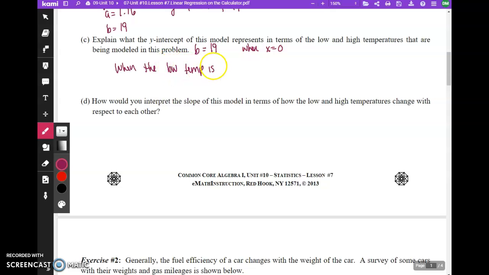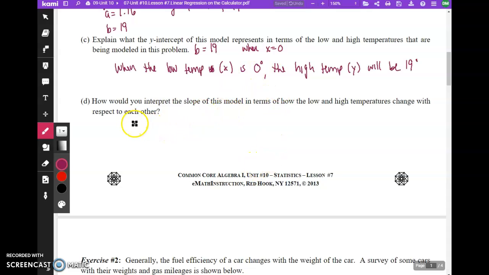So this is saying when the low temperature, I'm sorry, which is x, is 0 degrees, the high temperature will be the y-intercept, which is the y, will be 19 degrees. So when the low is 0, the high is 19. That's what the y-intercept is saying for this one.